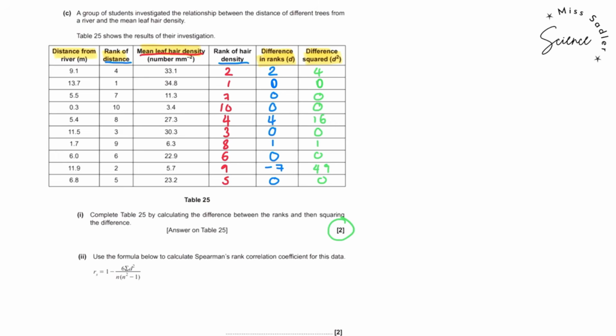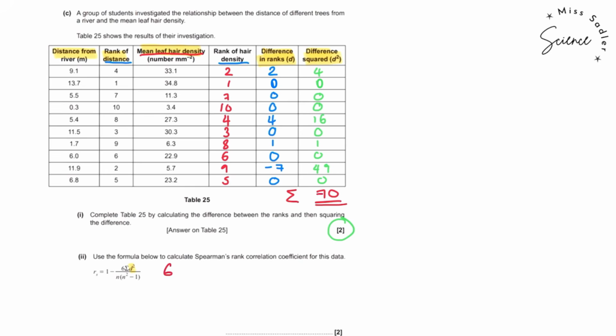Second part of the question is asking us to actually calculate the Spearman's rank correlation coefficient for the data. So what we have done so far is we have worked out d squared, just that bit there. So the first thing we need to do is work out the sum. So if I do the sum of the differences squared, so we've got 4 plus 0 plus 0 plus 0 plus 16 is 20, add 0, add 1, add 0, add 49, add 0 is 70. There we go. So the sum of d squared is 70, and now we need to multiply that by 6.